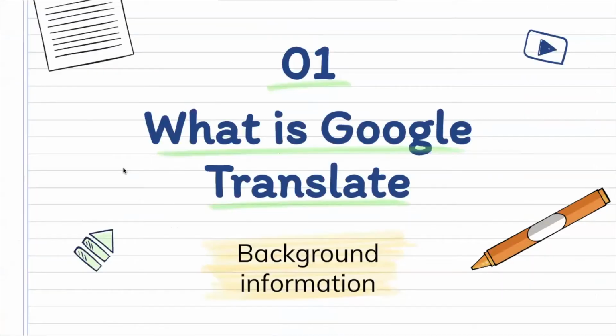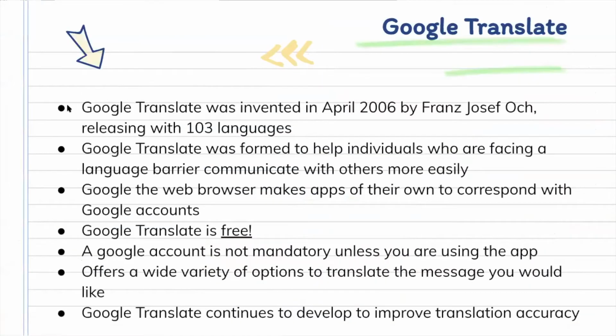So what is Google Translate? Google Translate was invented in April 2006 by Franz Joseph Och, releasing with 103 languages. Google Translate was formed to help individuals who are facing a language barrier communicate with others more easily.